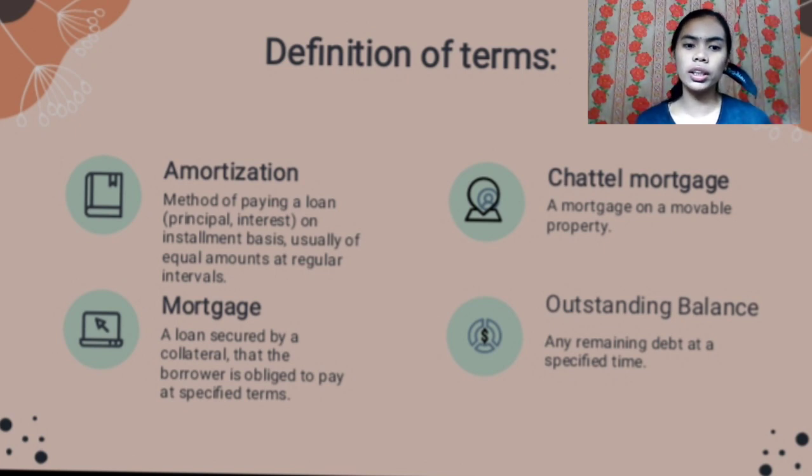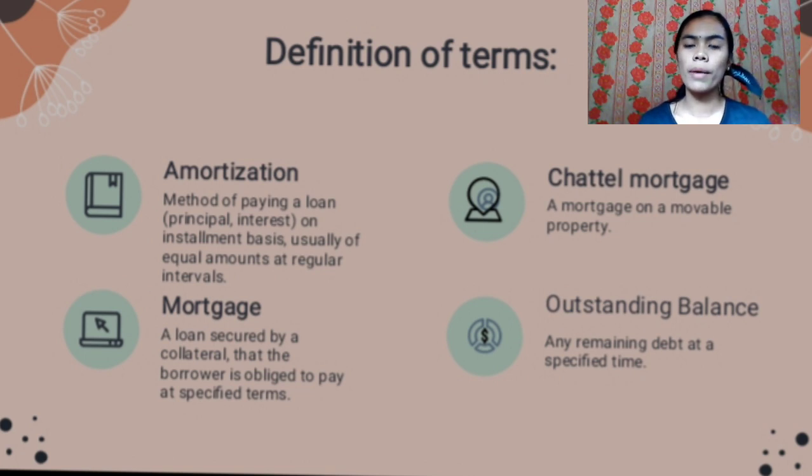So we have here the definition of terms. Amortization is a method of paying a loan, principal and interest on installment basis, usually of equal amounts at regular intervals. So amortization is talking about debt that we pay in a certain time until it reaches zero.